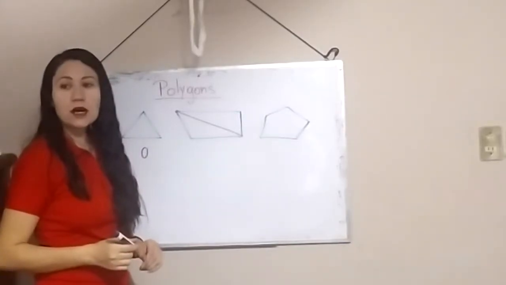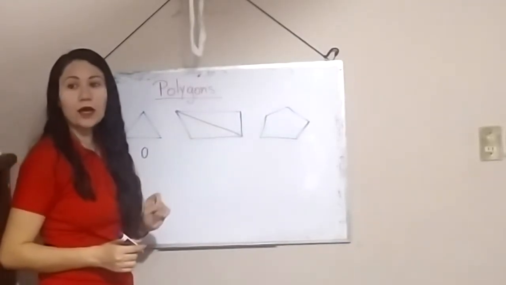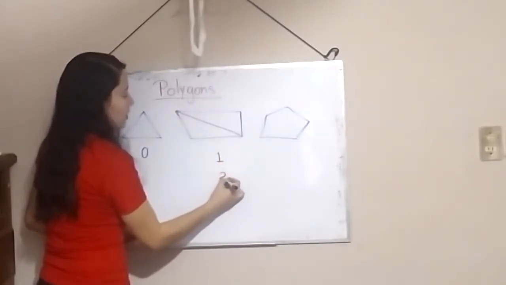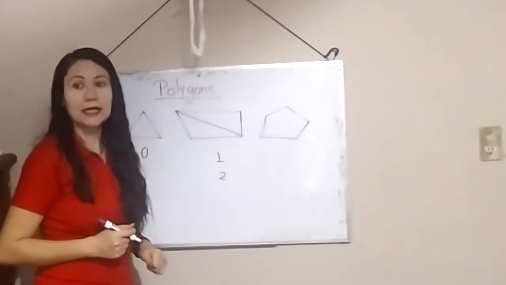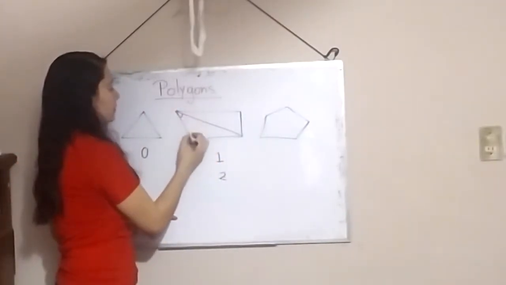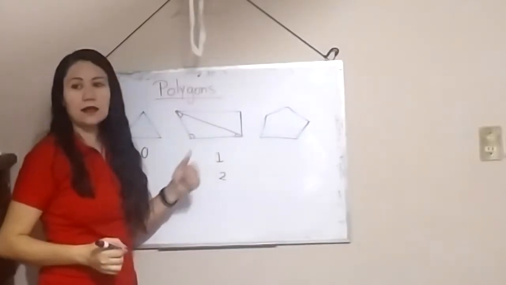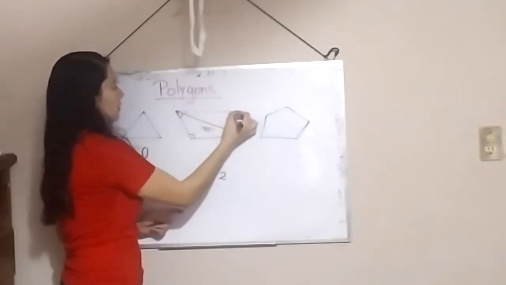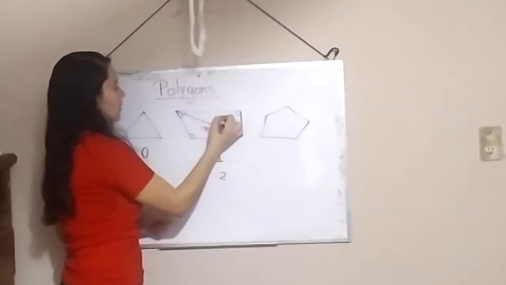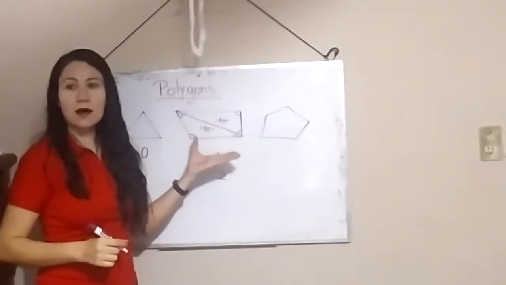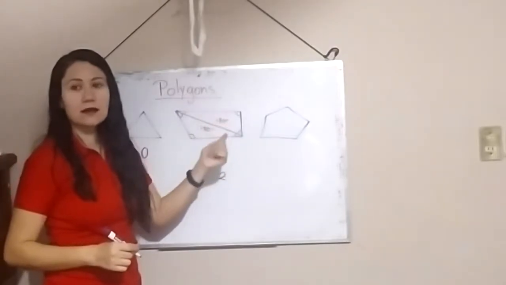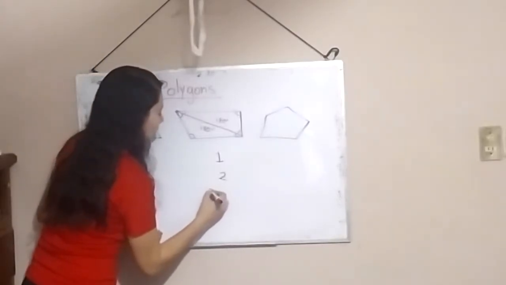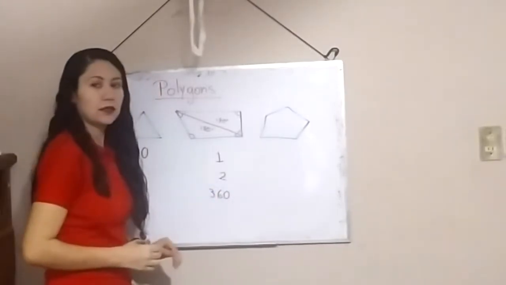How many triangles are formed in here? We have 2 triangles. We have 1 diagonal, 2 triangles. Now, if each of these triangles has angles that measure 180 in total, what would be the sum of all of the angles of the quadrilateral? It would be 360 degrees.